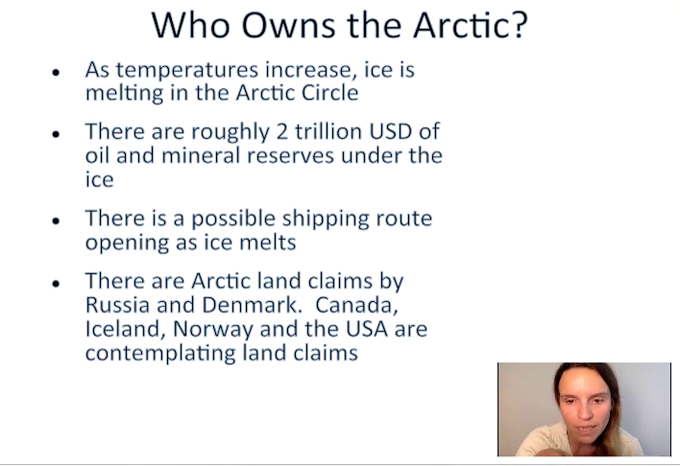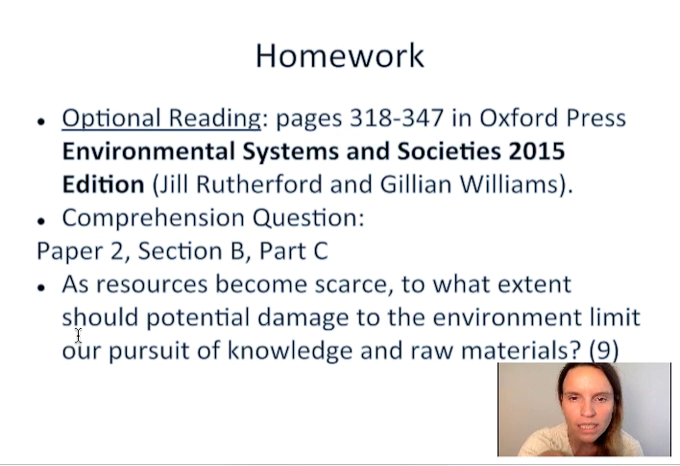So with all that information about natural capital and how it can be valued, let's take a look at your homework. Your homework assignment for this class, if you're following along in the book, is to read pages 318 to 347. And if you are just doing the comprehension questions, you are doing another Paper 2, Section B, Part C. Your prompt is this: as resources become scarce, to what extent should potential damage to the environment limit our pursuit of knowledge and raw materials? Remember, you're answering that in an essay form.